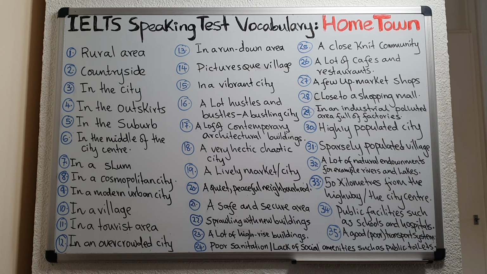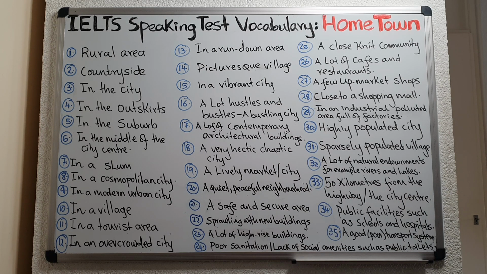Now, social amenities refers to public services. Social amenities refers to public facilities, for example, public toilets. Social amenities also may refer to things like schools. So social amenities means public facilities, and facilities means services.